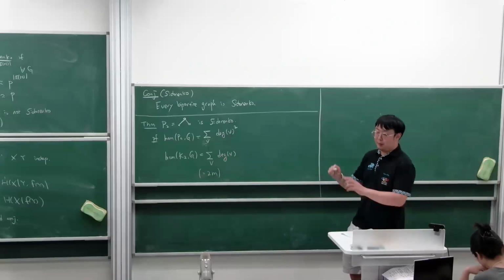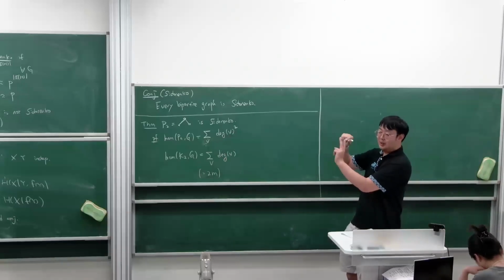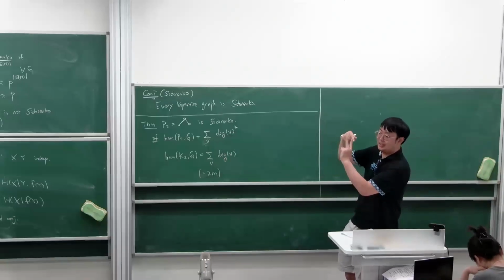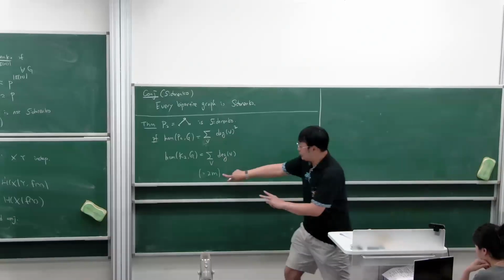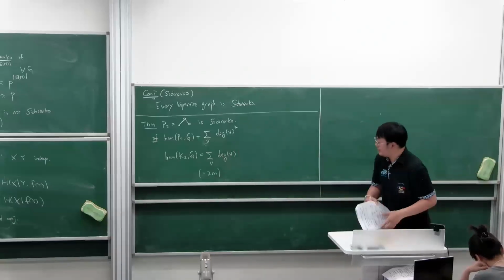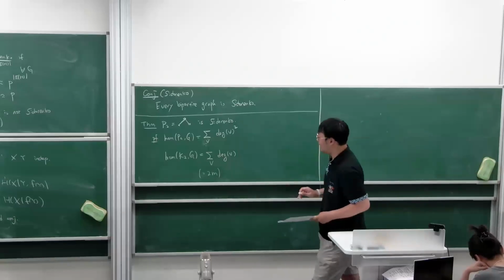So when we're talking about homomorphism copies, we always care about the automorphisms. We count each different automorphism many times. So for each edge, there are two orientations, so each edge is counted twice. So this is the number of homomorphisms from K2 to G.